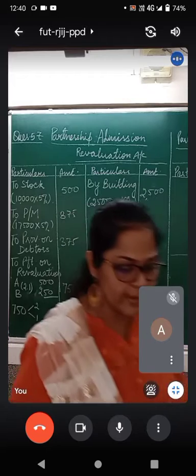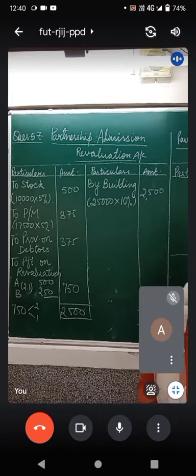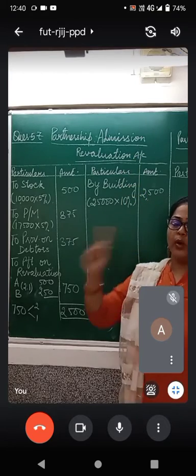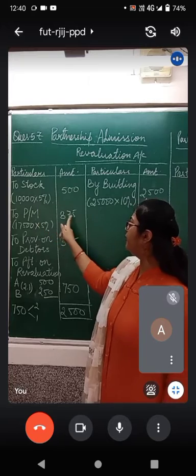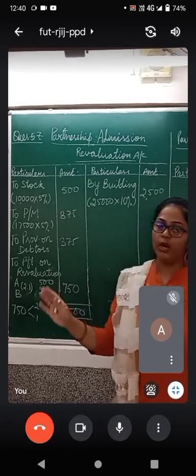How much? Come on. 500 plus 875 plus 375. It is 1750. So revaluation account debit 1750 to stock 500, to plant and machinery 875, to provision on debtors 375. Got it?